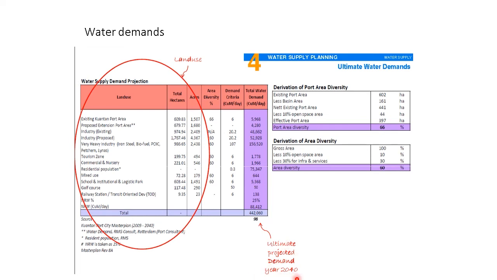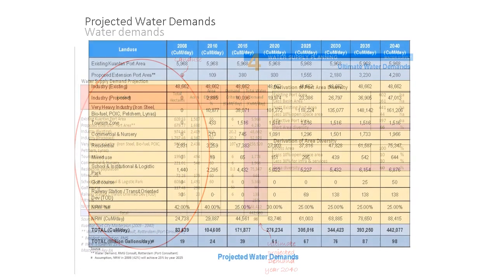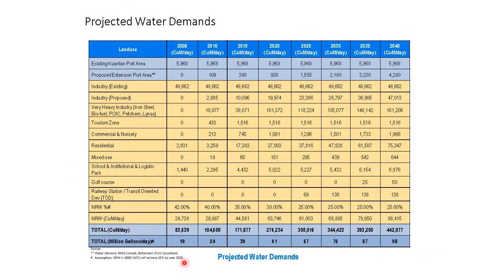This is the ultimate project demand year 2040. So bila makin banyak project, so the consumption of water akan semakin bertambah. So ada water supply planning lah untuk water demand. If you see projected water demand, okay, daripada 2008 it is 19 million gallon per day. And it is estimated in 2040 it will become 98 million gallon per day.